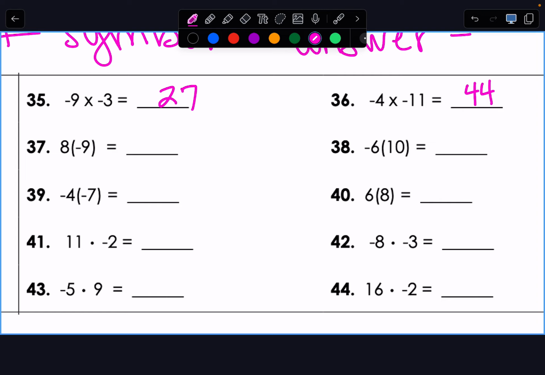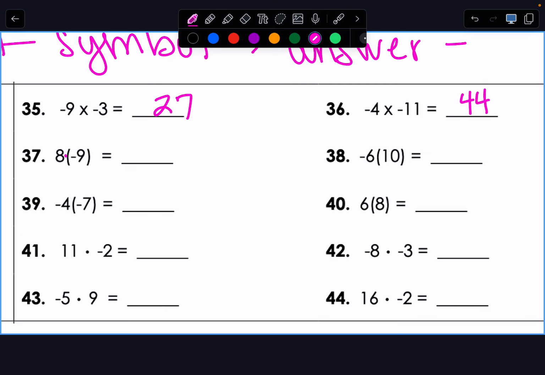Okay. Oh, weird. I have a different notation. I have 8, parentheses, negative 9, parentheses. What does parentheses mean? Okay, it means multiply. You saw that last time, right? So this just means 8 times negative 9. If you want the dot, you can put the dot in. So Stephen, what kind of answer are we going to have? Okay, Stephen says we're going to have a negative answer.